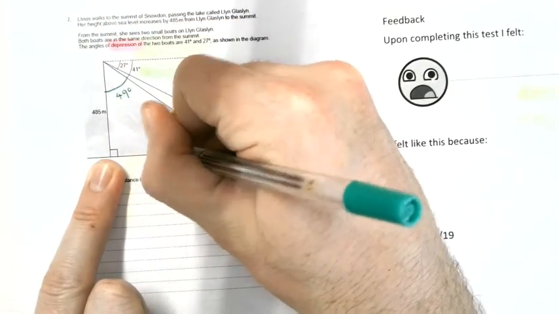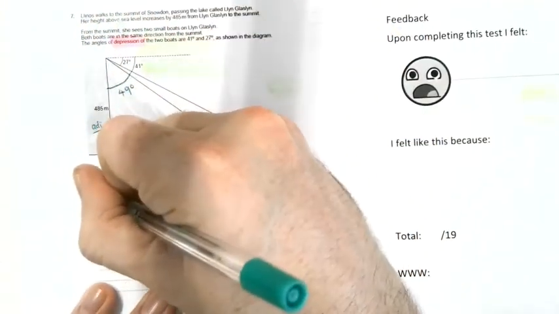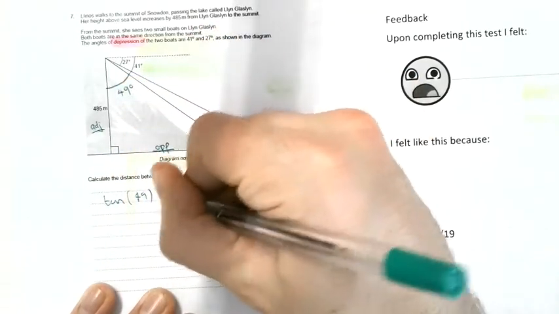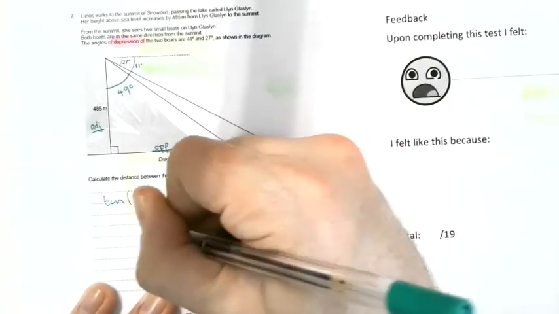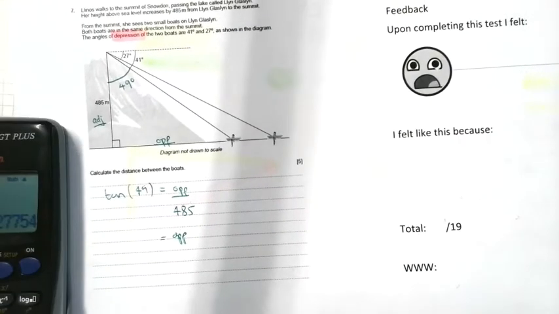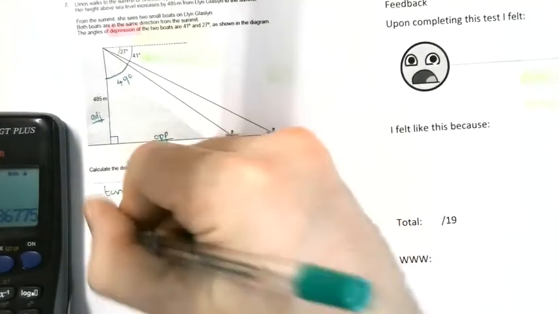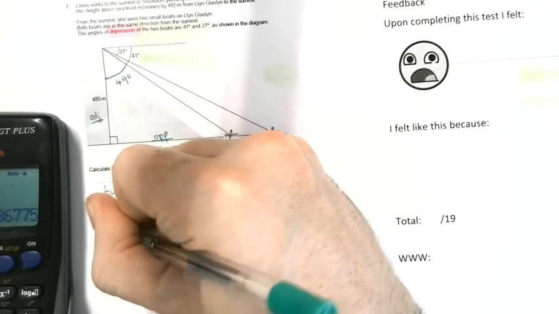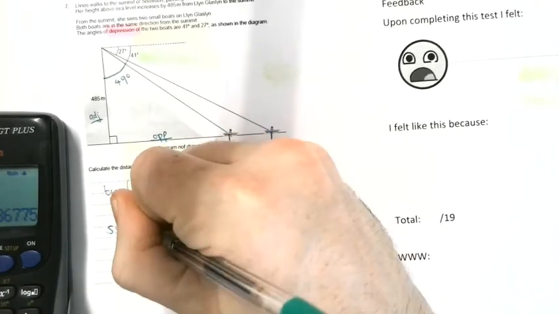That's the angle I know, so that's opposite, and this is the adjacent, okay? We're not working with the hypotenuse, so it means we're using tan. It's going to be tan 49 is equal to the opposite, which I don't know, over the adjacent, which is 485. So the opposite, you can round this because although it's not the final answer, it sort of is, okay? So we're going to have 485 times tan 49, and that's going to give me 557.9 to one decimal place, and that would be in meters.